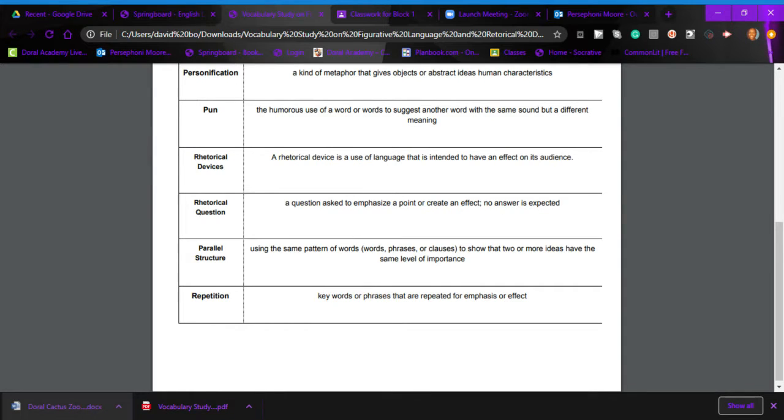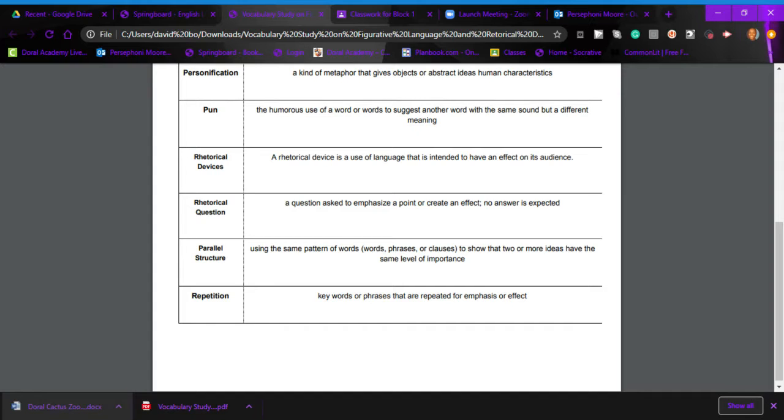A rhetorical question is a question asked to emphasize a point or create an effect. No answer is expected. Oftentimes in comedies, people ask rhetorical questions, and to be funny, the other actor or actress that they're with will answer the question, and they'll say, "It was a rhetorical question," right? An example of a rhetorical question is, "Who cares?" Now, that question never really warrants a response. You're saying, okay, who cares, because no one cares, or I don't care.